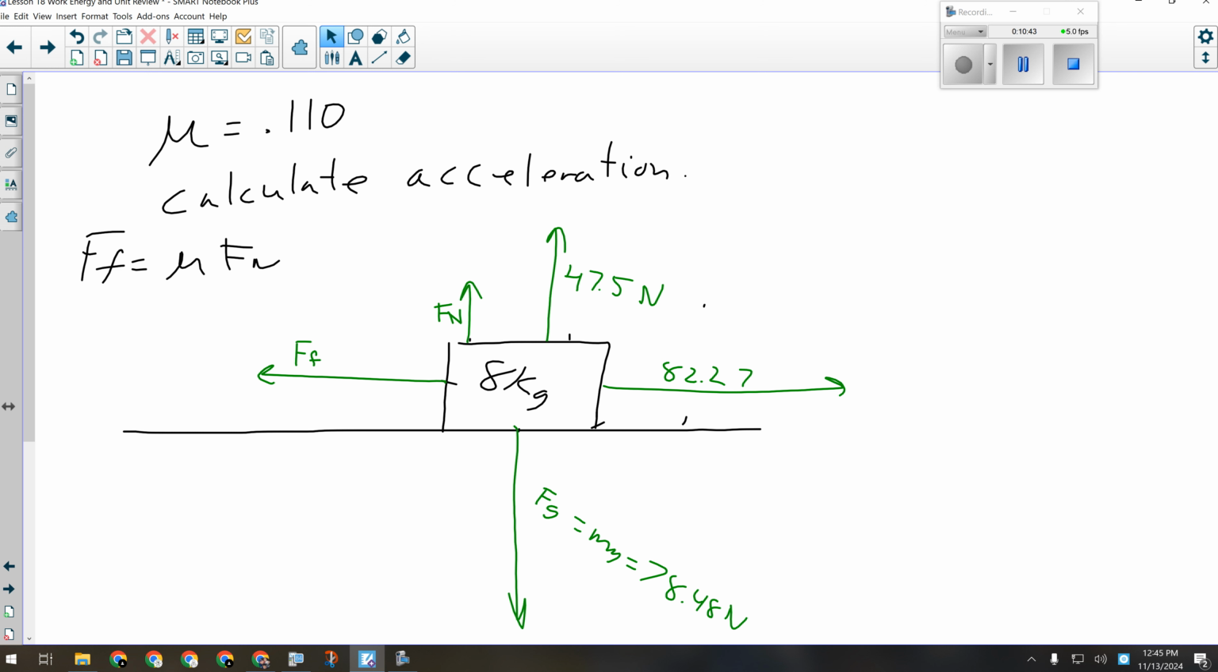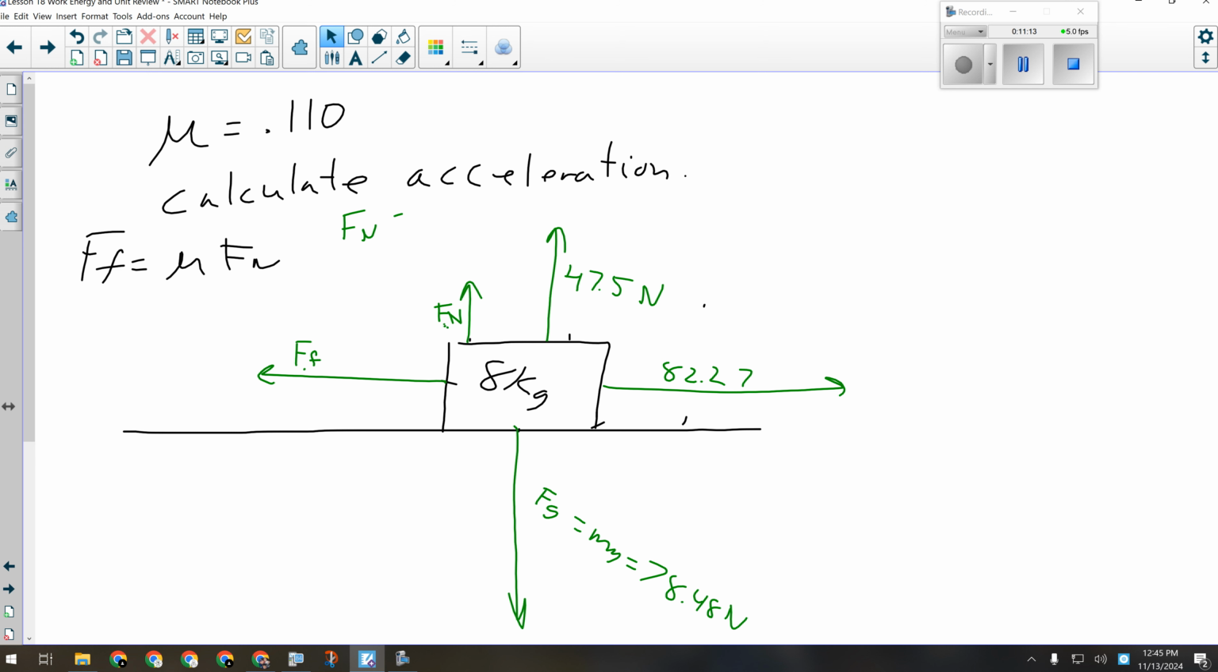So if I want to calculate the force of friction, do I need this number? I do. If I'm going to calculate the acceleration of this box, I need to know the force of friction. So I've got to calculate Fn. Well, if Fn, 47.5 and 78.48 add up to 0, then I should just subtract 47.5 from 78.48, right? That would give the missing force.